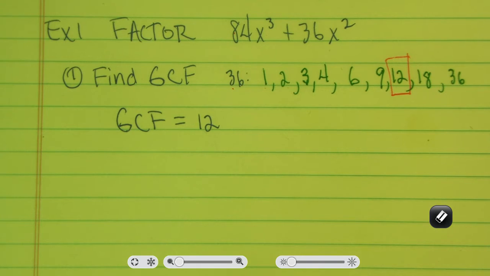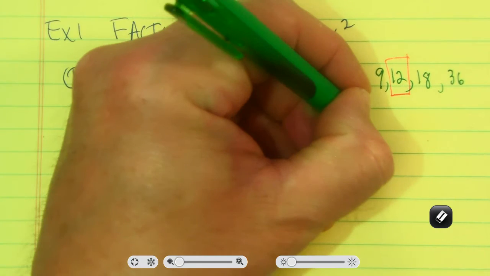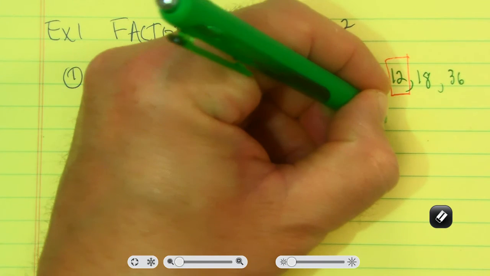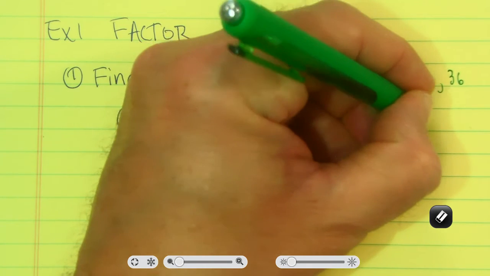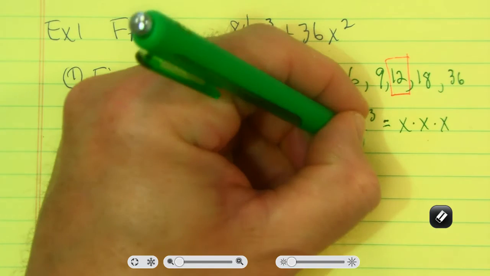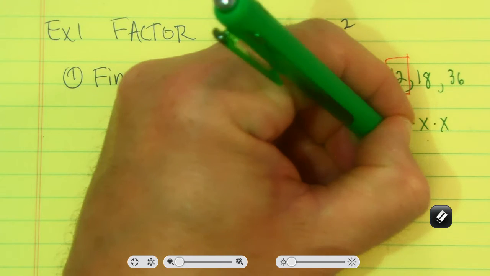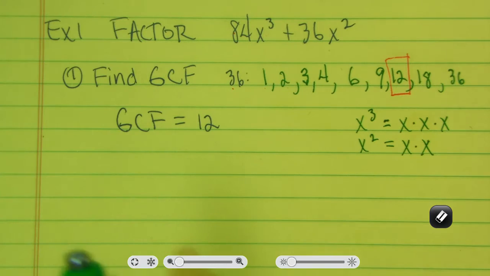Now, I'm not yet done because it also is the greatest variable factor. Well, remember that x cubed is x times x times x, and x squared is x times x. Okay? So here's what I see there.